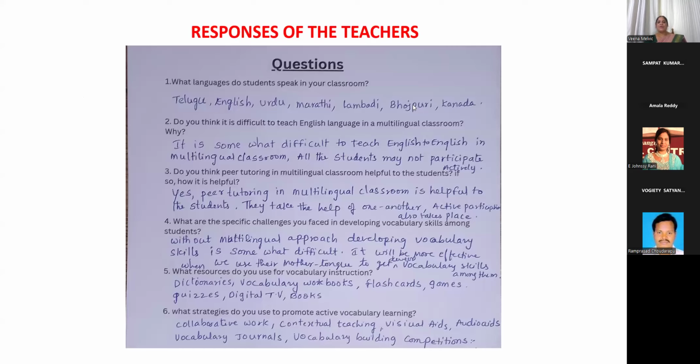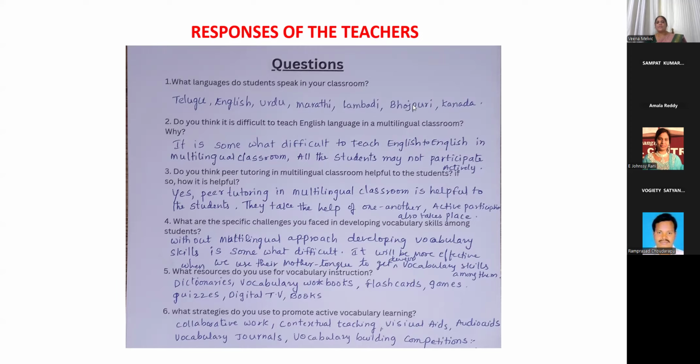I want to read only a few questions and answers. What languages do students speak in your classrooms? Many of the teachers wrote that Telugu, English, Urdu, Marathi, Lambadi, Bhojpuri, Kannada, multiple languages are spoken in our classrooms. Do you think it is difficult to teach English in a multilingual classroom? Most of the teachers wrote that it is somewhat difficult to teach English in a multilingual classroom. All the students may not participate actively.